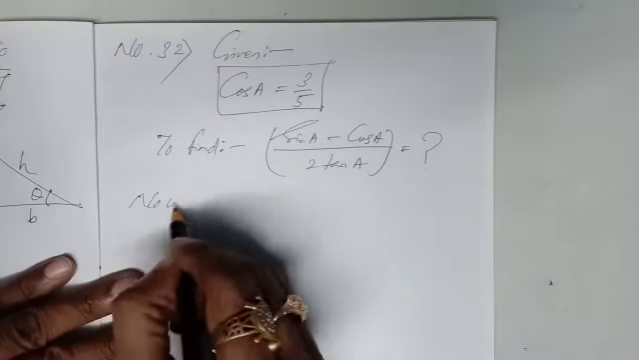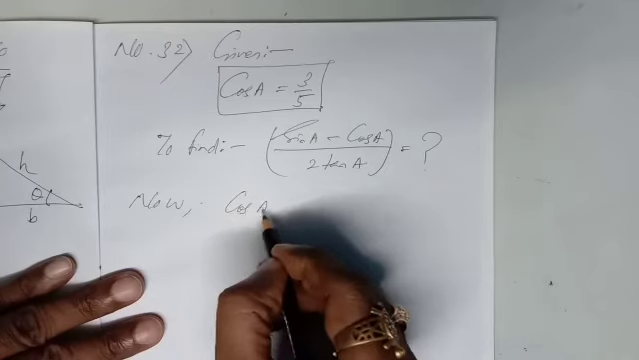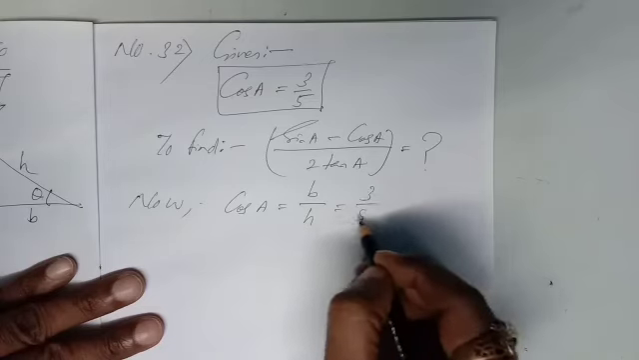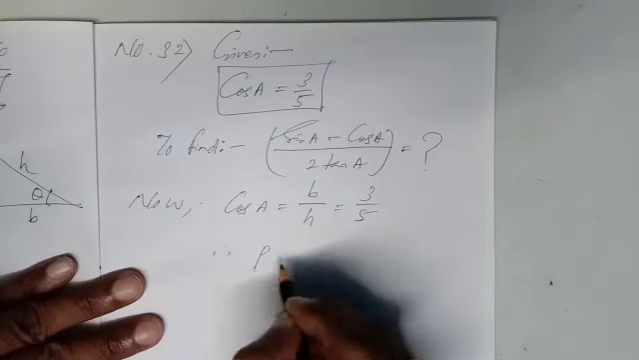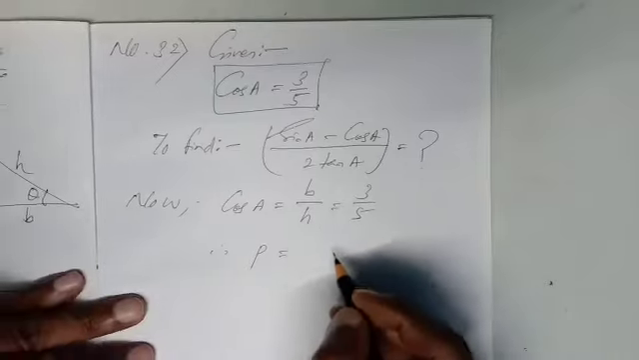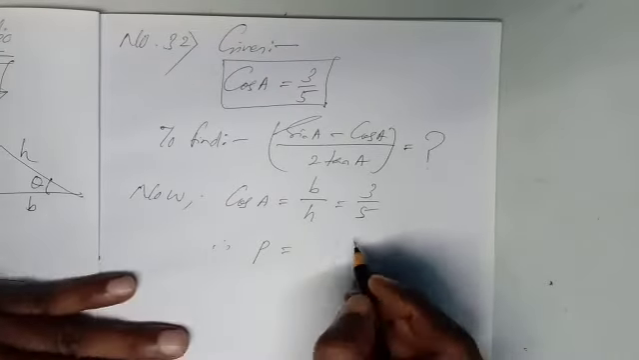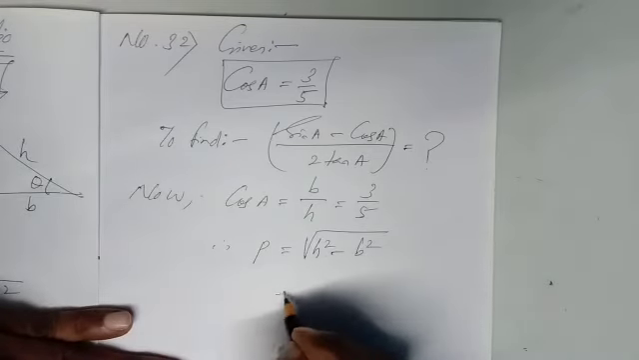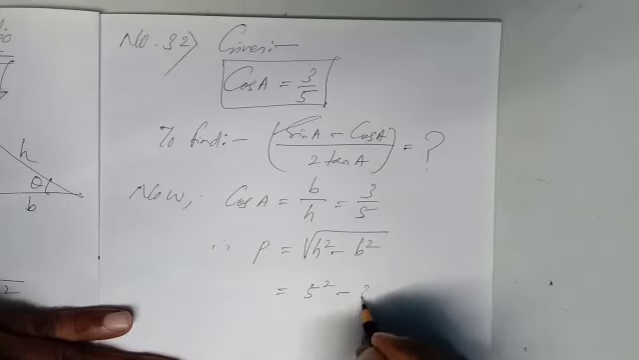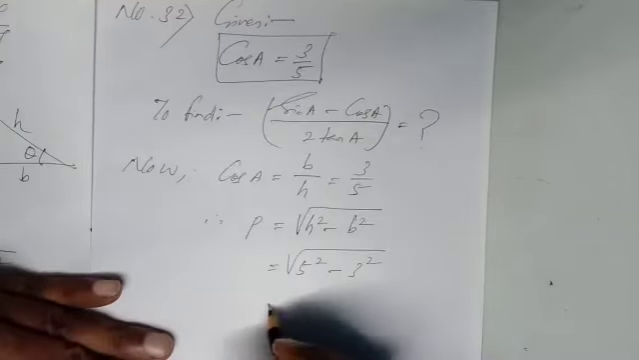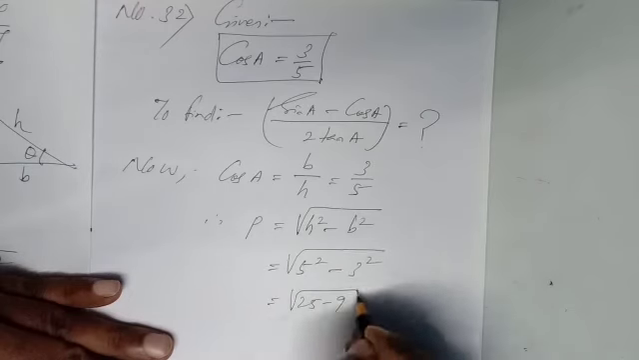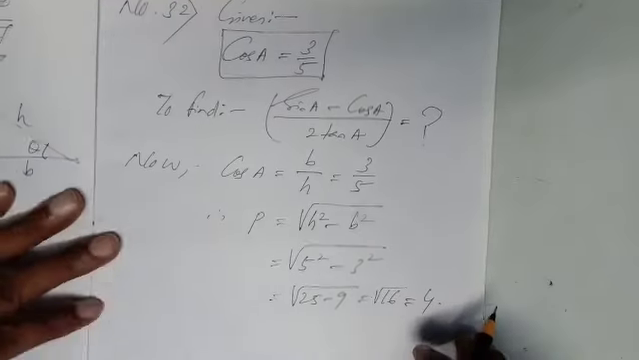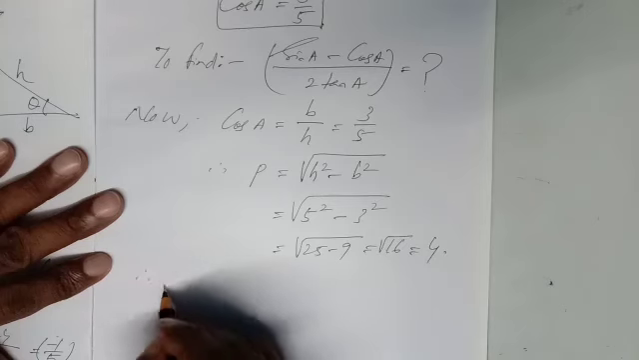Now, as you know, cos A is base by hypotenuse, which is equal to 3 by 5 as per the question. Therefore, P will be how much? Perpendicular is square root of H square minus B square. Here hypotenuse is 5 whole square minus base 3 whole square, root over. Coming 25 minus 9, 16. Root of 16 is 4. Perpendicular you got.